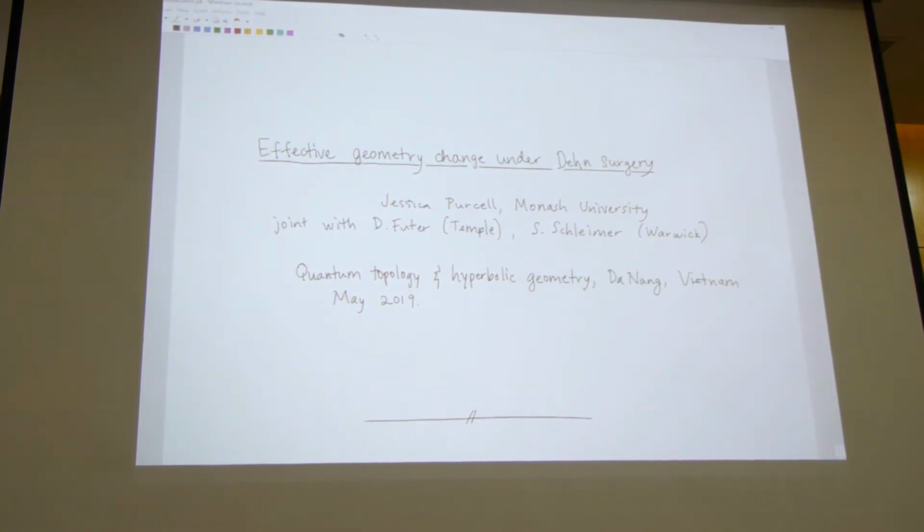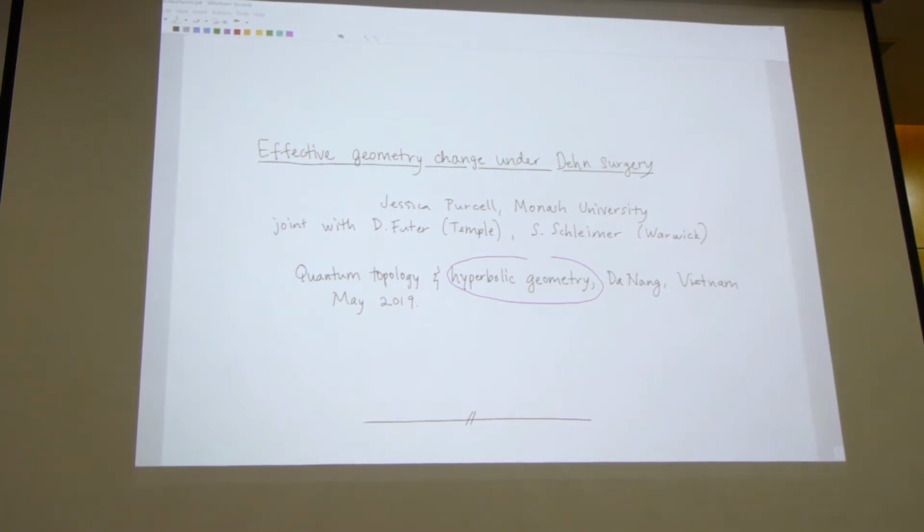This is all joint work with David Futer at Temple University and Saul Schleimer at Warwick University. Quantum topology and hyperbolic geometry is the theme of the conference. We're going to be a little bit heavier on the hyperbolic geometry side, but hopefully there will be things here that would be applicable for others as well.